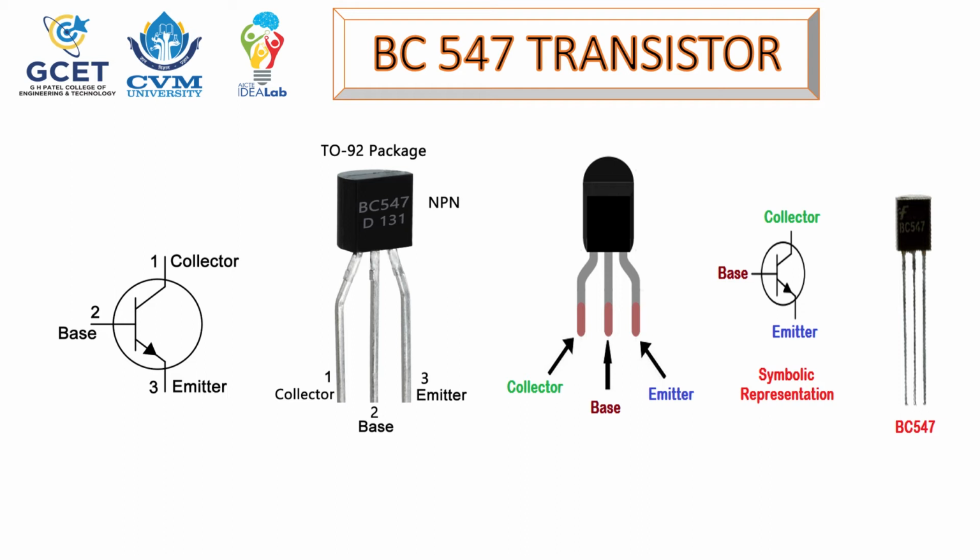For amplification applications, the transistor is biased such that it is partly on for all input conditions. The input signal at base is amplified and taken at the emitter. BC547 is used in common emitter configuration.